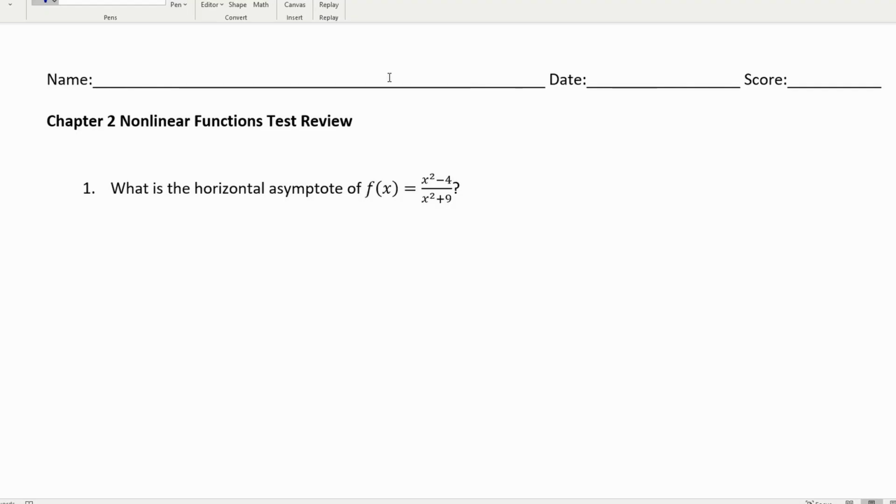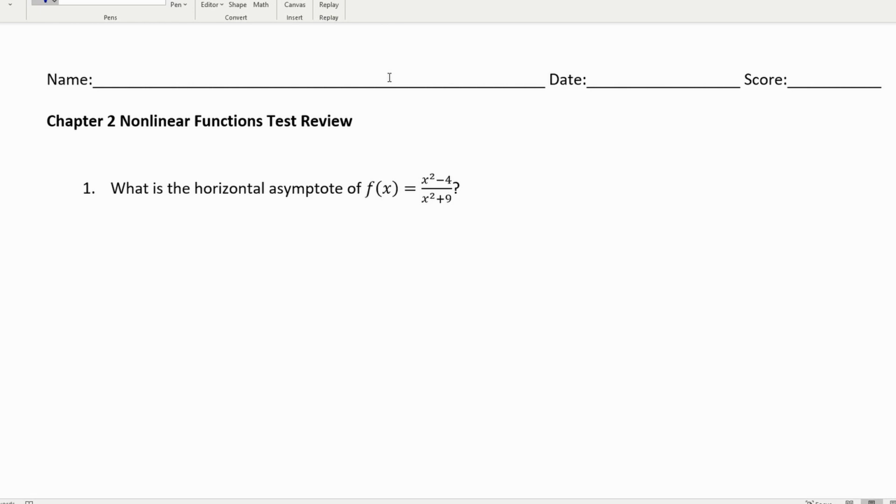Hello everyone and welcome to the Chapter 2 Nonlinear Functions Test Review. We have our test coming up and we're going to be going over everything from Chapter 2 from nonlinear functions with rational functions, polynomial functions, radical functions. You can see anything on this test. If it's been covered in class, you could see it on this test. So let's get right into it.